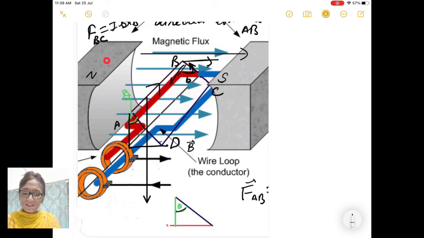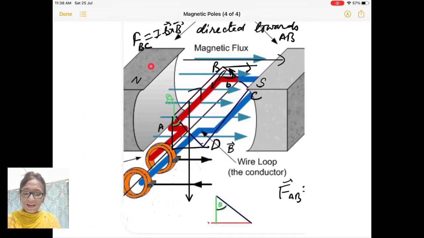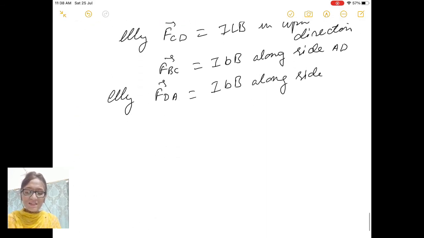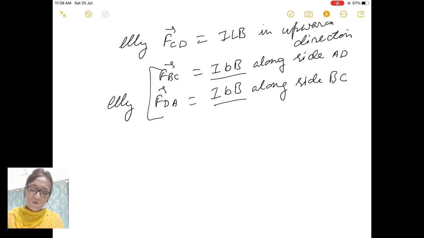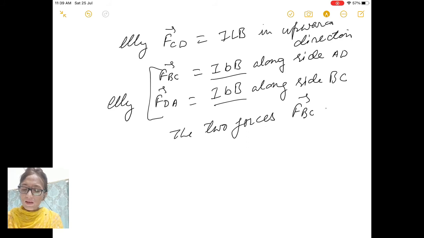So the force on BC is along AD and the force on AD is along BC. So these forces are equal and opposite. You can see that these forces are equal, IBB, IBB, but they are in opposite directions. This is along the AD direction and this force is along BC. So the two forces cancel each other. FBC and FDA cancel each other.